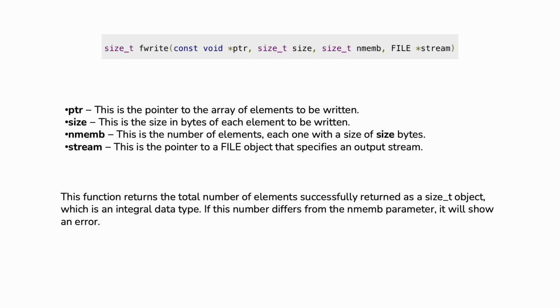The next function is fwrite. It is similar to fread, which has 4 arguments. The first is the pointer to the array of elements to be written, then the size of each element to be written, then the number of elements, and the pointer to the file. Okay, that's all for this video.